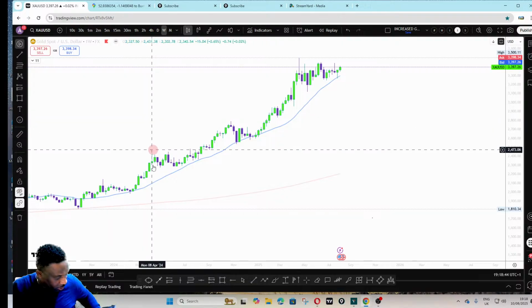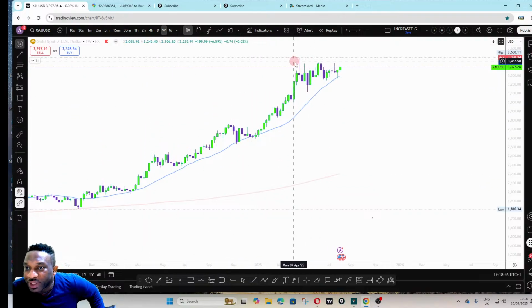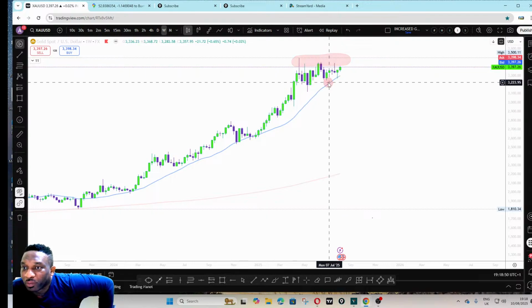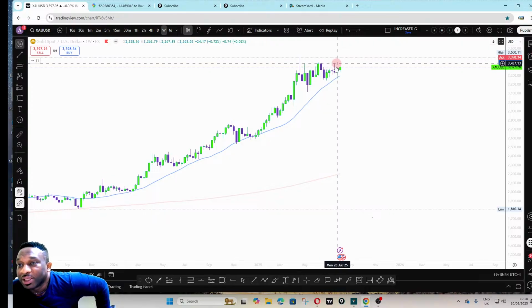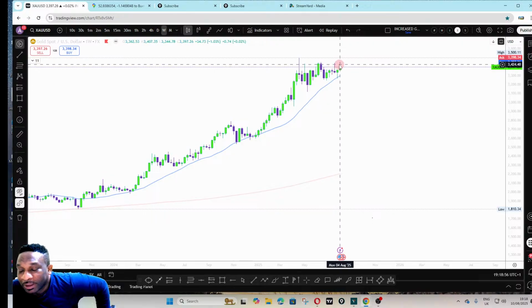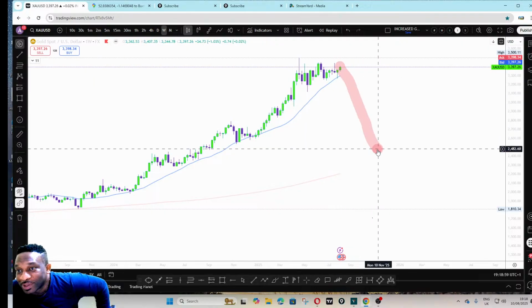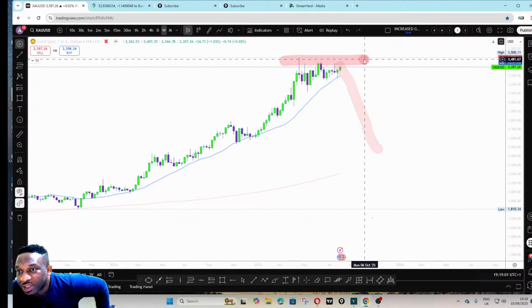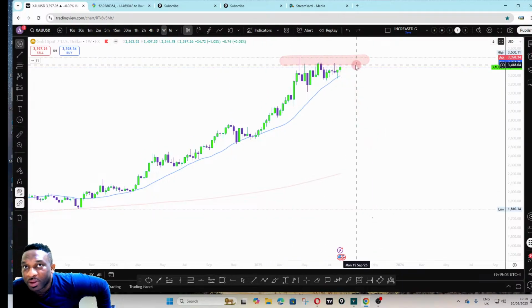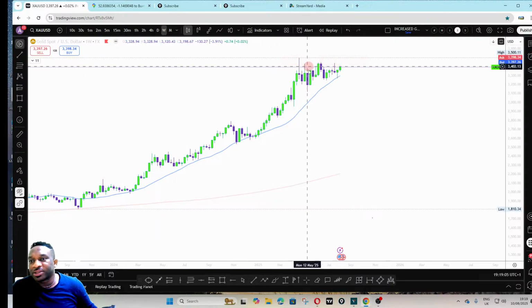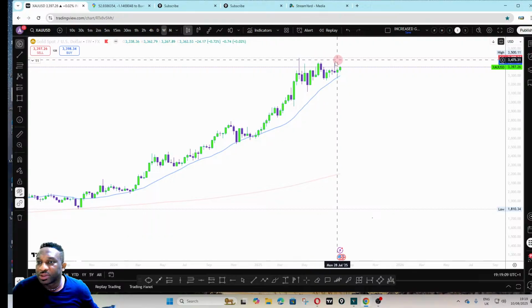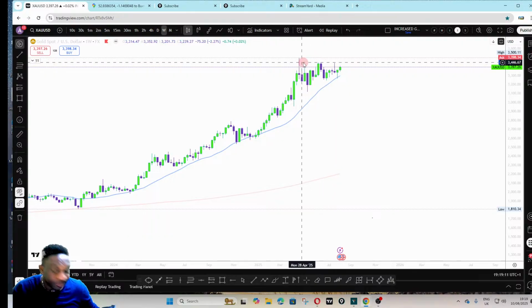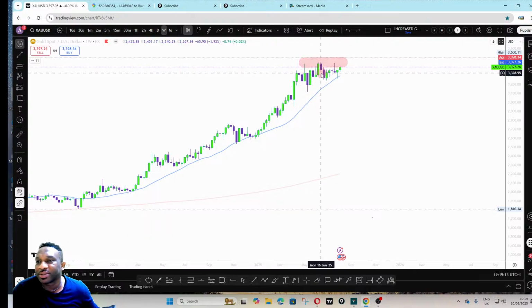Okay. So we can identify that gold has created these equal highs above here. So before we start trading for sells, we want to see a liquidity sweep above here. We want to see price taking out all the liquidity above these highs.